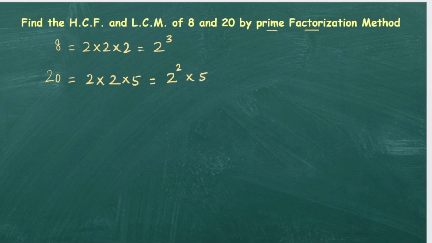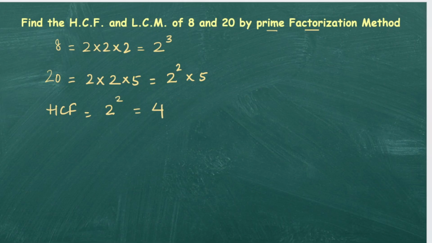Now once the prime factorization is over, we will find the HCF. For the HCF, always look for the common prime factor. That means the prime factor which is present in both the prime factorizations. Which one is this? 2. 5 is present in only the prime factorization of 20, not in the 8. So the common prime factor is 2. Write down that common prime factor and write its smallest power. Is 2 cube smaller or 2 square smaller? 2 square. So 2 square, and that is the HCF of these two numbers.